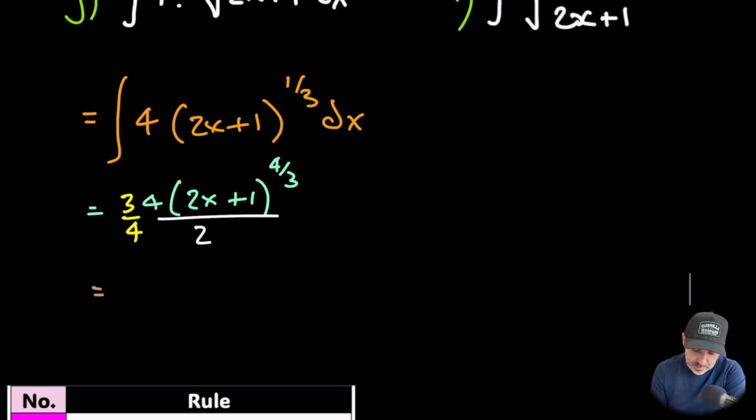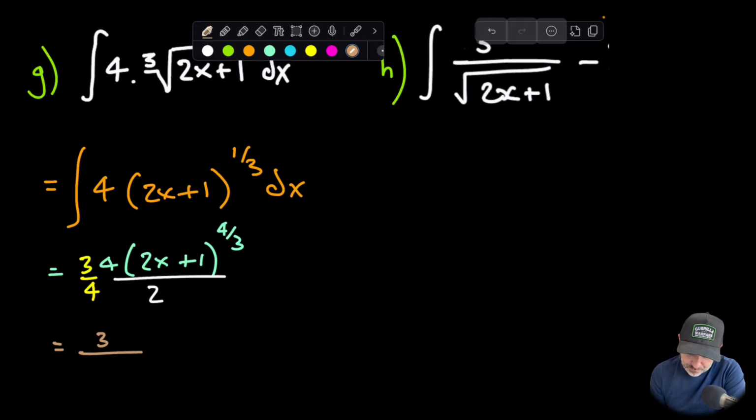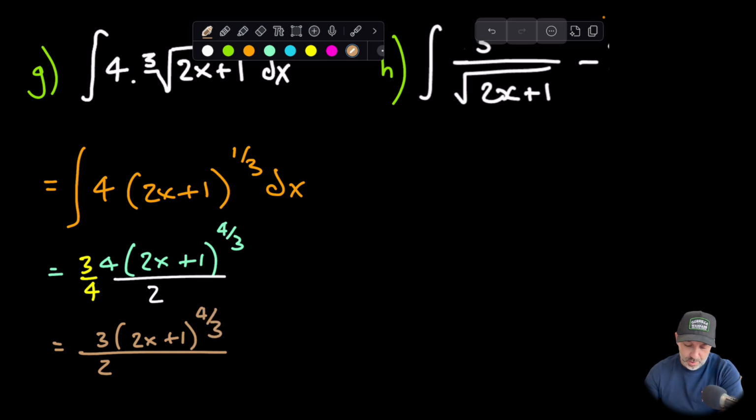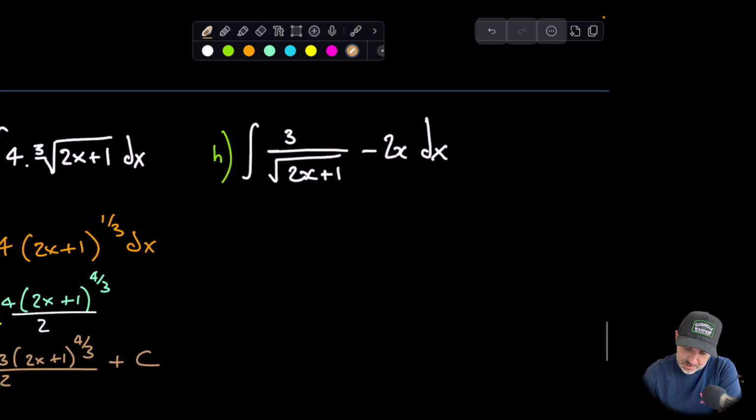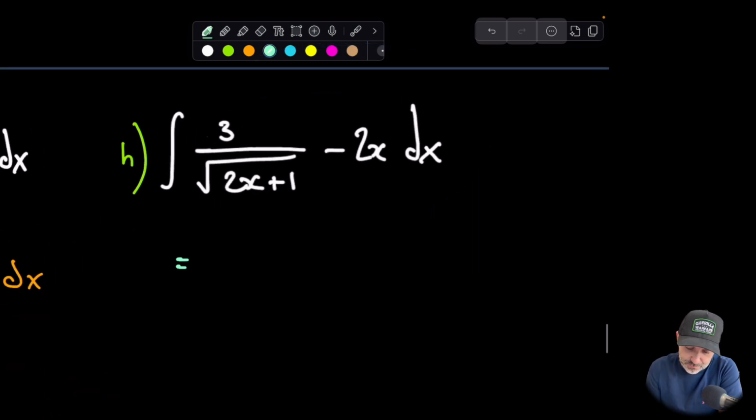So our final answer will be 4, 8, 12. 12 over 4 is 3. So 3 on the numerator, 2 on the denominator. We've got our 2x plus 1 to the 4 over 3. Now, I won't go into the laws of indices to unpack that because we don't need to, but we must remember our plus c. Okay, last one. H looks complicated, but we just got to tidy it up and put it in the index form to begin with.